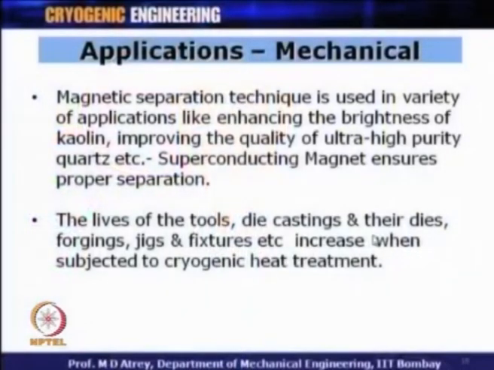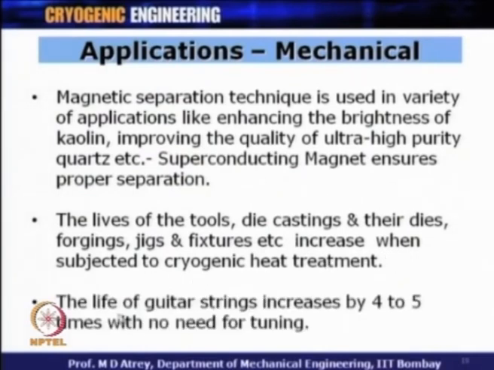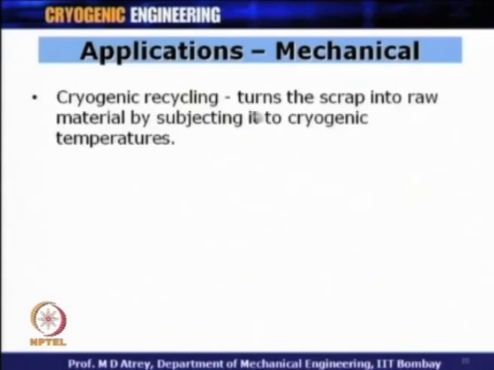What you get at the end is that the lives of the tools, die castings, their dies, forgings, jigs and fixtures, etc. increase when subjected to cryogenic heat treatment. This is very important. The life of a guitar string increases by 4 to 5 times with no need for tuning. So, here you can see that the life increase is there because of cryogenic heat treatment carried out at liquid nitrogen temperatures. Cryogenic recycling turns the scrap into raw materials by subjecting it to cryogenic temperatures.